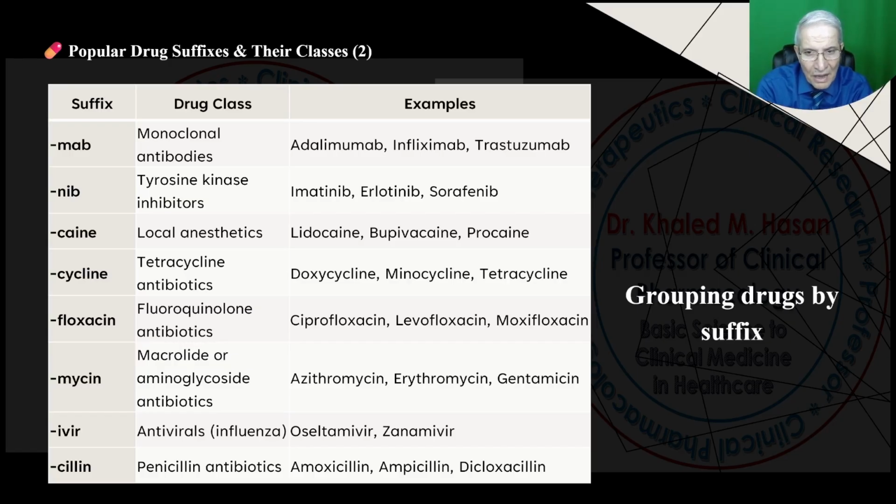Vir belongs to the antiviral drugs. For example, we have oseltamivir, and then we have zanamivir. Cillin is the suffix. We have penicillin, amoxicillin, ampicillin, dicloxacillin, and this group of medication belongs under the umbrella of penicillin antibiotics.